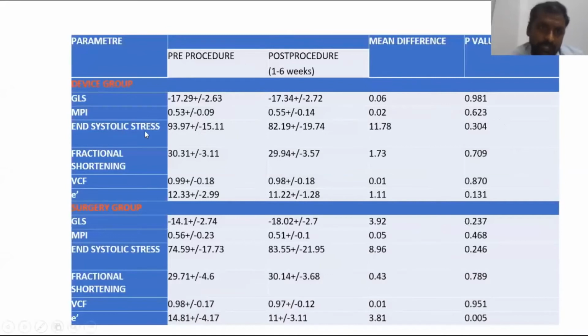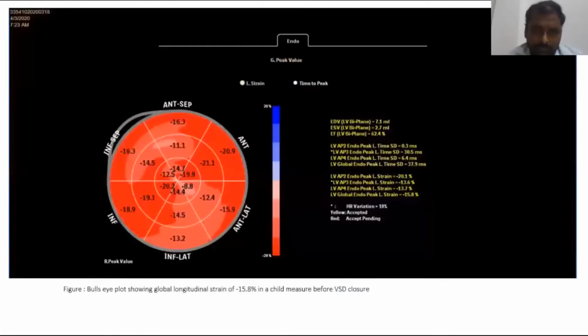Then we again compared the same parameters within the device group before and after, and again in the same group there is no statistically significant reduction or increase in these values in both systolic function and also in the diastolic function. Similarly, in the surgical group, the same pattern repeated, except for E dash, which changed significantly, actually decreasing after surgical closure. That indicates decreased filling after the surgical closure of the VSD.